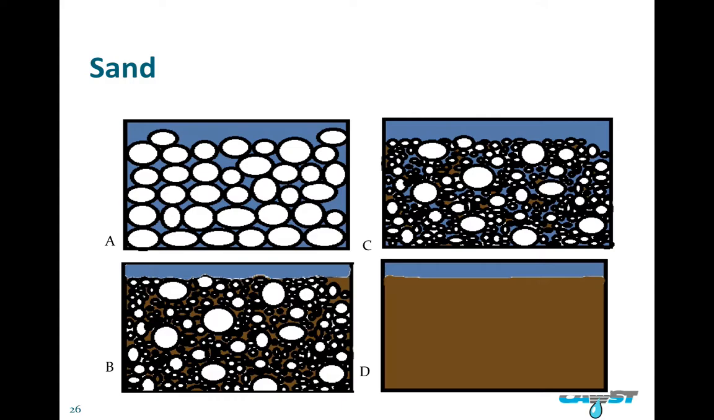It is sands A and D. You can see in these pictures that in sands A and D, the grain sizes are very similar to one another. This represents a low uniformity coefficient.